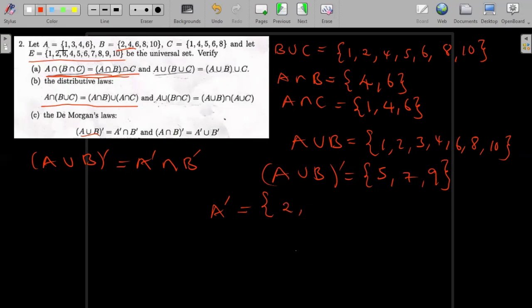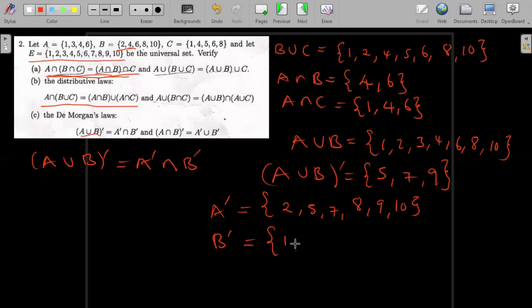So I'll check. So here, there's no 2 in what? In A. So I write 2 there. Then I have 5 is not there. I have that 7 is not there. I have that 8 is not there. 9 is not there. And 10 is not there. So these elements are not in A, but they sit in the universal set, so they are going to be in A complement. Then I do the same for B, for B complement.